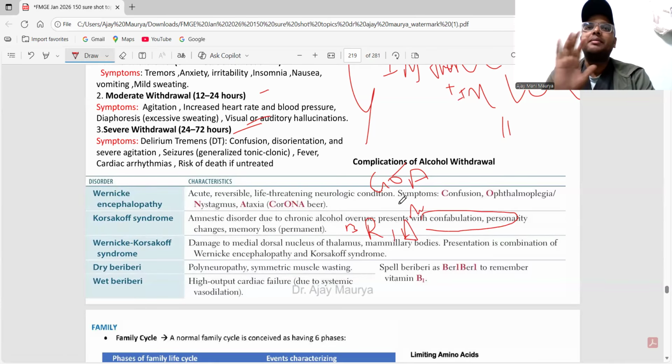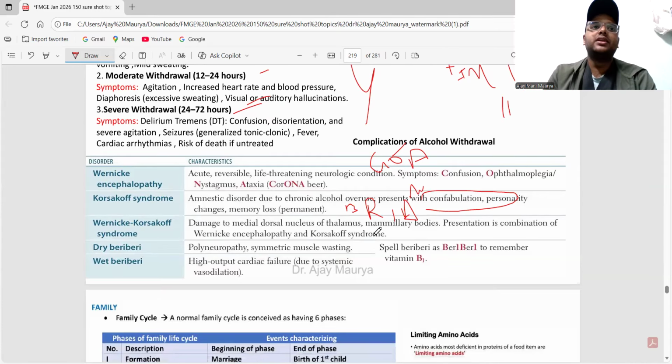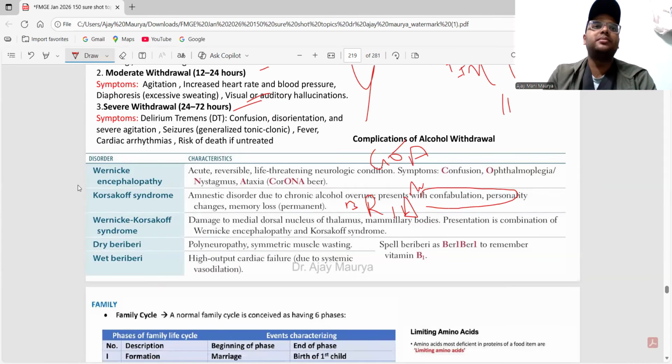Okay, remember in Korsakoff syndrome there will be anterograde amnesia and confabulation. But in Wernicke encephalopathy, there will be the GOA syndrome. Okay? These two are important. Don't worry, these two are important. Dry brain no need, but if you want, you can study.